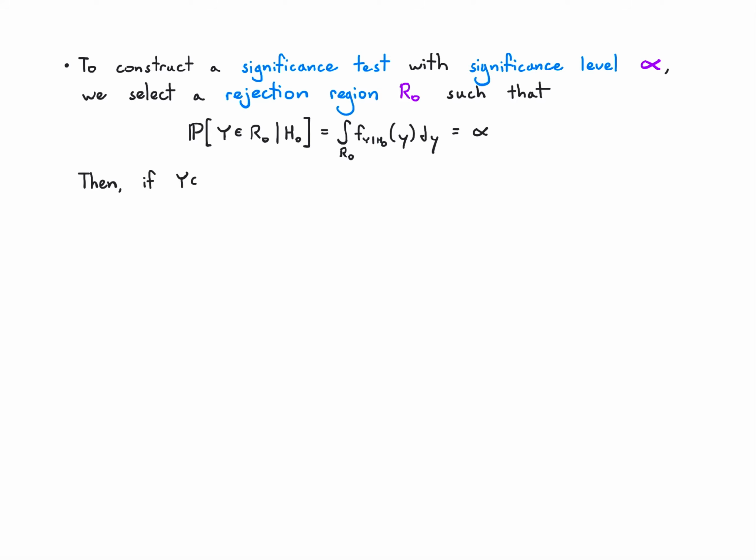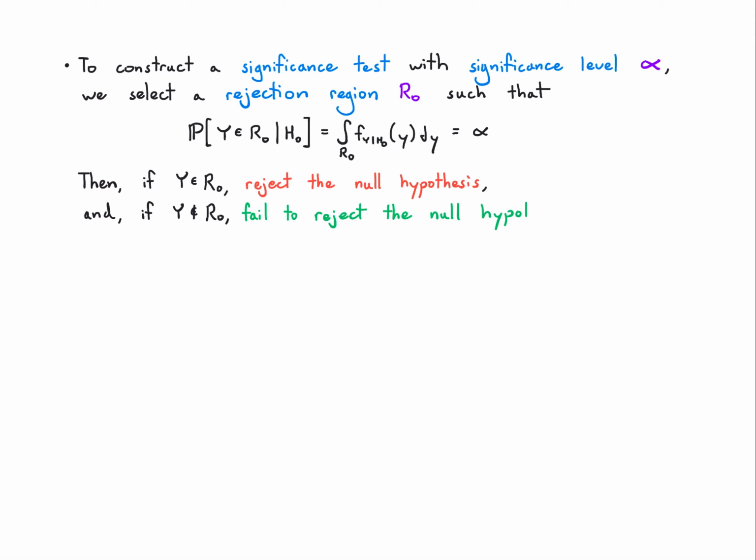Okay, so to be precise, if y falls into this R0, we're going to reject the null. And if y does not fall into R0, we're going to fail to reject the null hypothesis. Okay? And remember, we're doing all of this using only this one object, f of y given H0. There's no f of y given H1, and there's no probability of H0, and there's no probability of H1. There's really just this one null model.